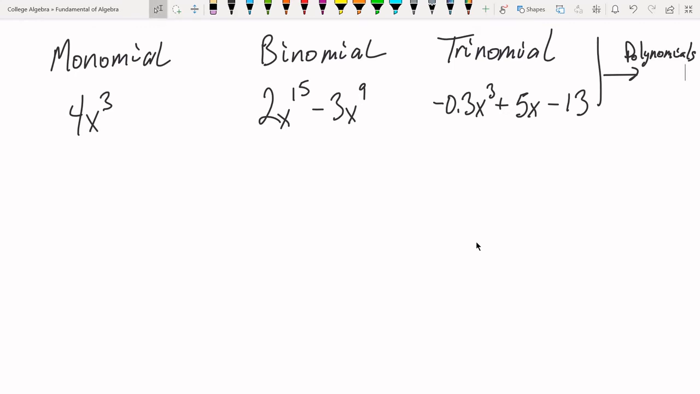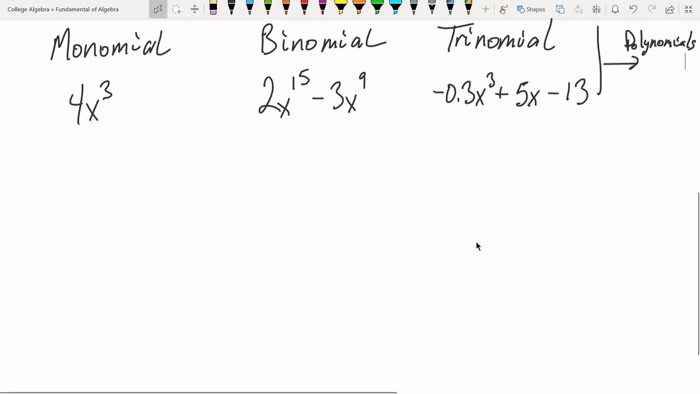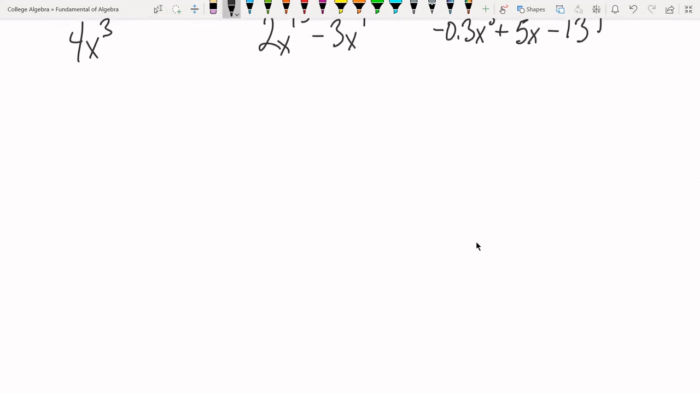All right, let's do some arithmetic with polynomials. So if we're just adding and subtracting, then these are actually quite simple. Really all we're doing here is combining like terms.